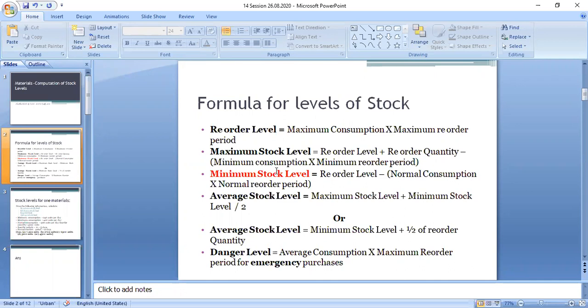That maximum stock level we can calculate by reorder level, so that's the above answer, plus reorder quantity. That means economic ordering quantity. So subtract minus minimum consumption into minimum reorder period. And third one is minimum stock level. So the minimum stock level formula is reorder level minus normal consumption into normal reorder period.